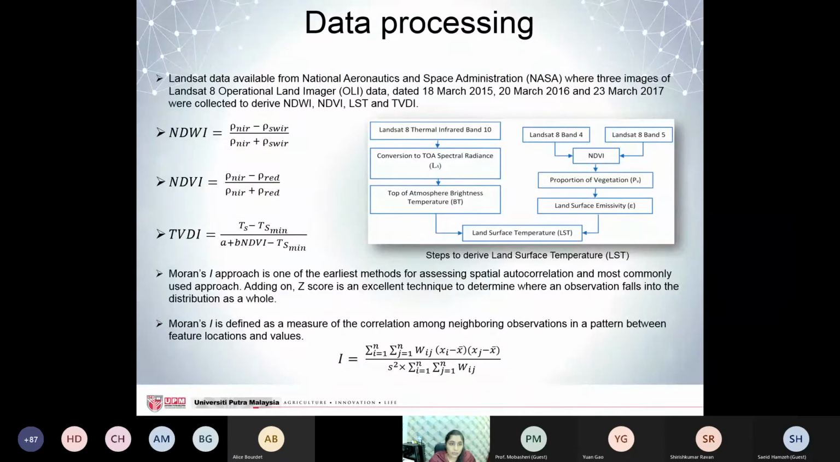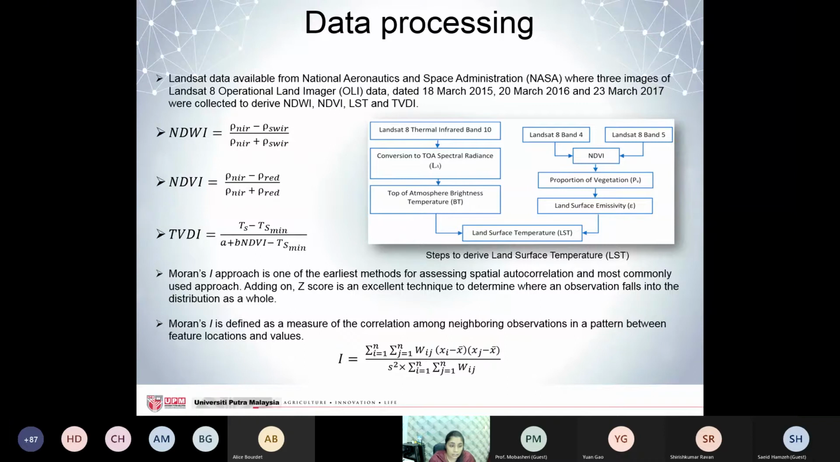So what I did with the Landsat image was that I got the normalized difference water index, and I also took the NDVI index and the temperature vegetation index. The steps to derive the land surface temperature used the Landsat 8 band 10. I converted it to get the spectral radiance, then the atmospheric brightness temperature, and then the land surface temperature, but embedding into that the proportion of vegetation, I used the NDVI and also the land surface emissivity.